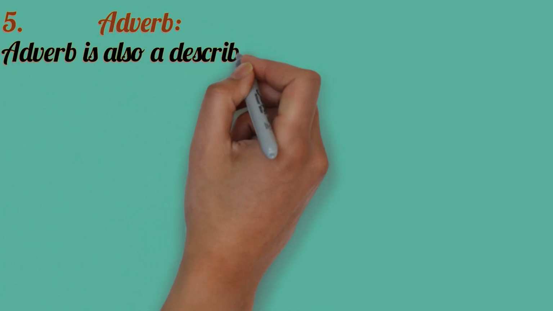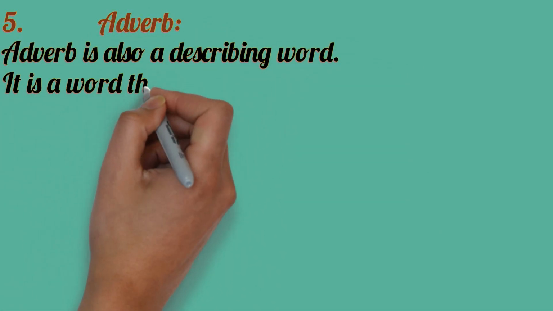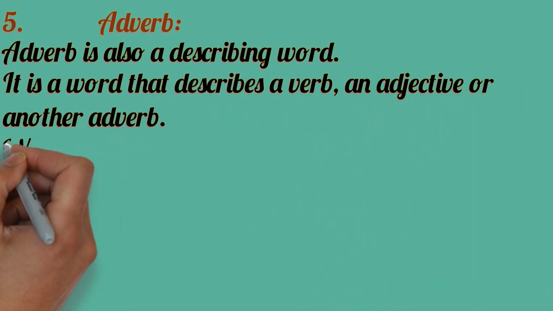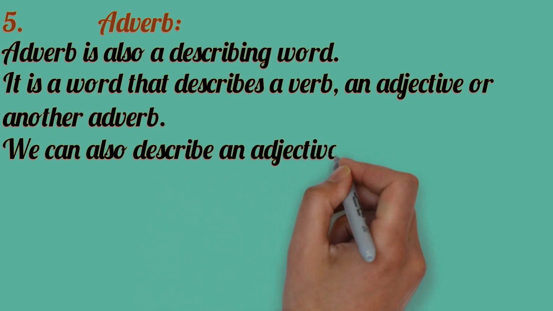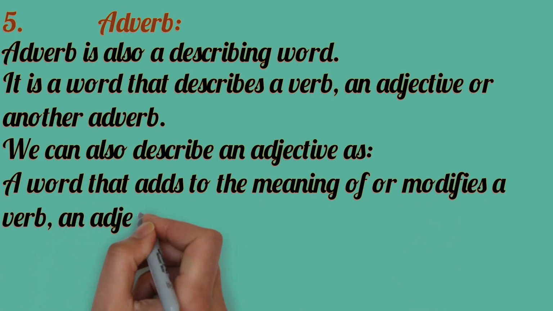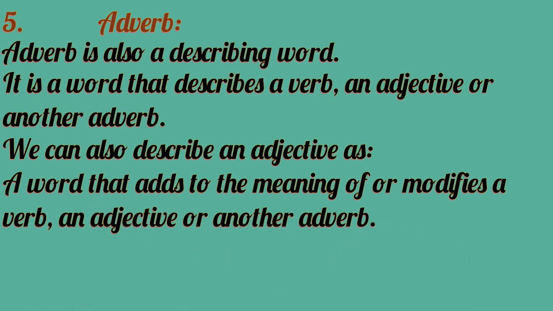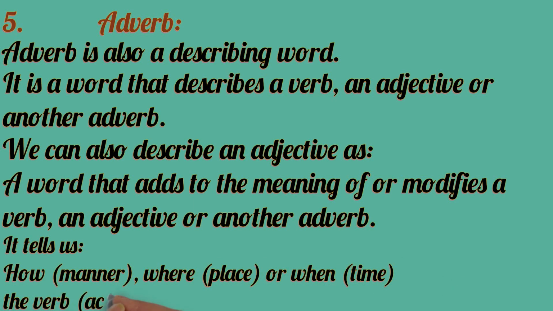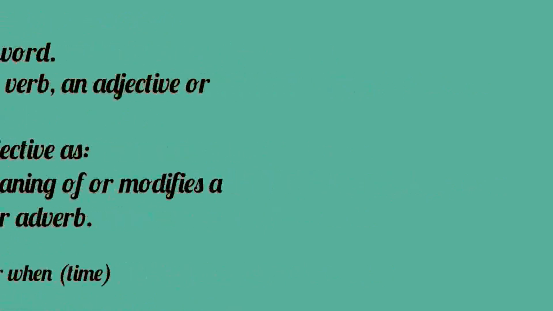5. Adverb. An adverb is also a describing word. It is a word that describes a verb, an adjective or another adverb. We can also describe an adverb as a word that adds to the meaning of or modifies a verb, an adjective or another adverb. It tells us how (manner), where (place), or when (time) the verb (action) happens.